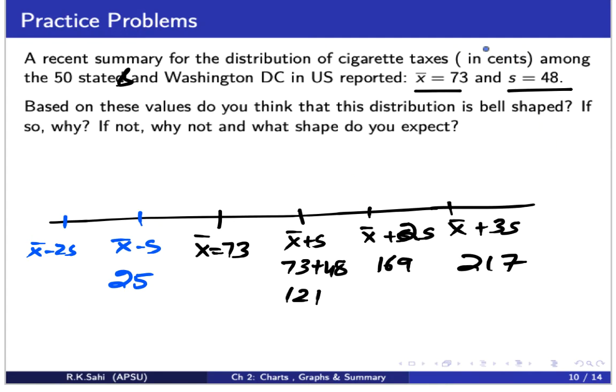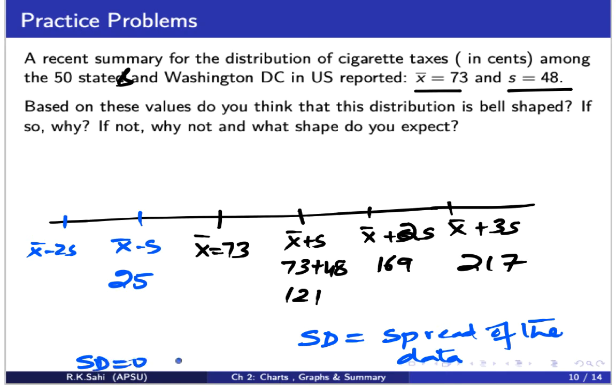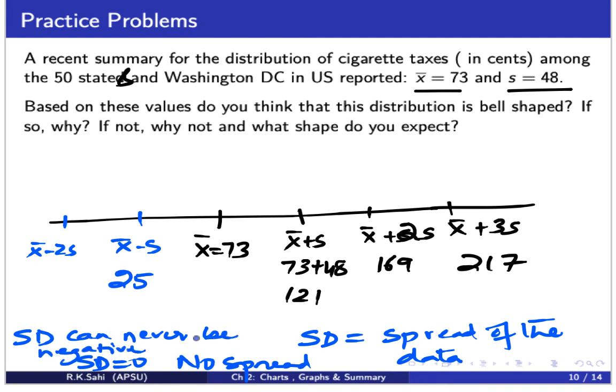Because what we have also learned is that standard deviation means the spread of the data set, which says if the standard deviation was 0, that means there is no spread. That tells us my standard deviation can never be negative. Do you see that here, guys? The minimum value for your standard deviation can only be 0. That means there is no variation. So a negative value is not possible, and the minimum value is 0.